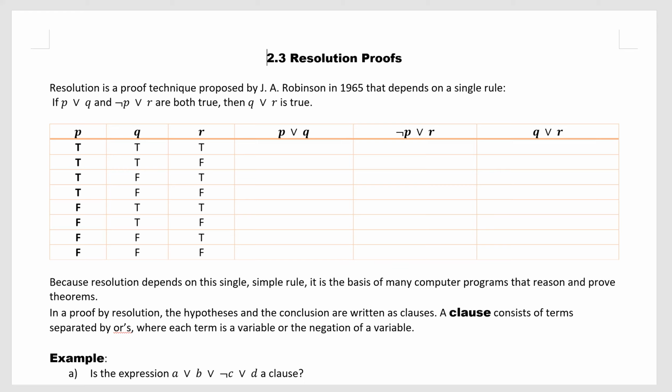Okay, so to understand this, let's consider the following truth table. So we have P, Q, R. Remember, each of them can be true or false, so two choices for each of them. So 2 times 2 times 2, we get 8. We have 8 different possibilities.